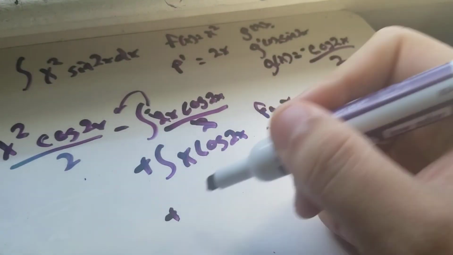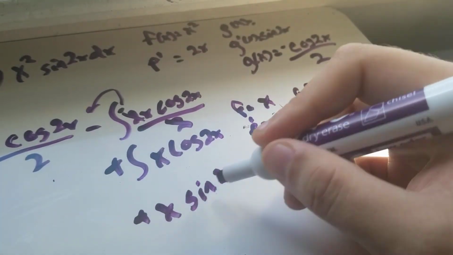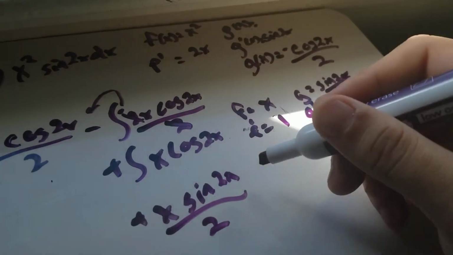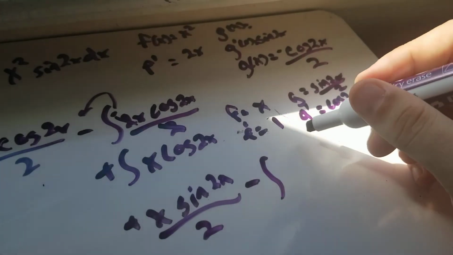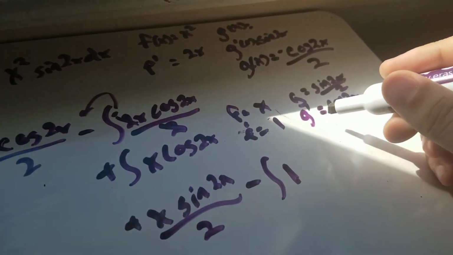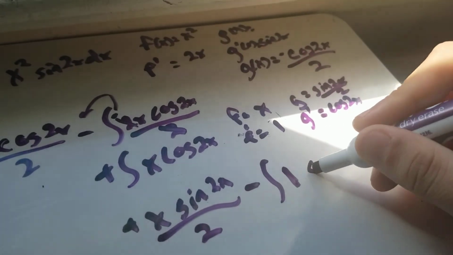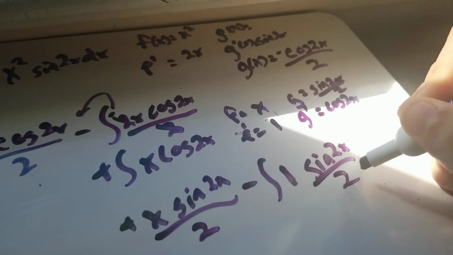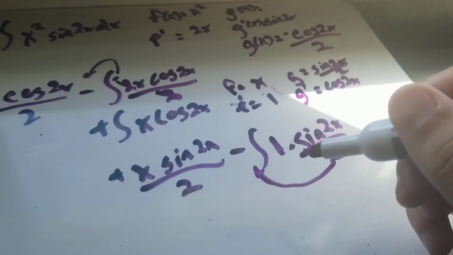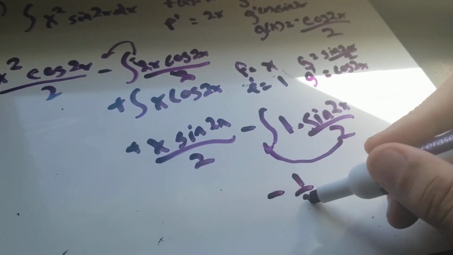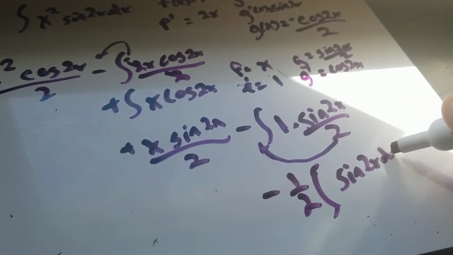So we'll continue. F of x is x, g of x is sine 2x all over 2, minus the integral of f prime of x, which is 1, times g of x, which is sine 2x over 2. We can't have the 2 there, so we're going to move that in front. So then we have minus 1 over 2 integral sine 2x dx.